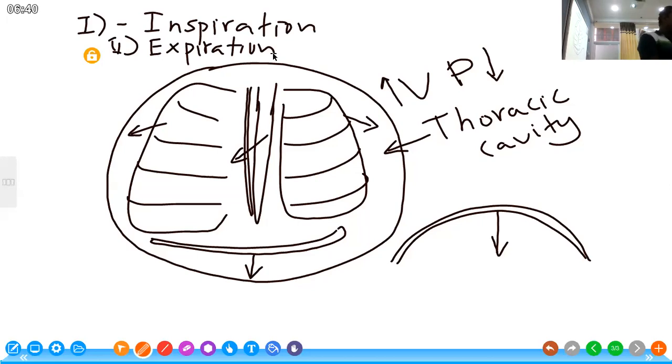Two respiratory movements of humans are given below. This diagram is given for you. Which one?